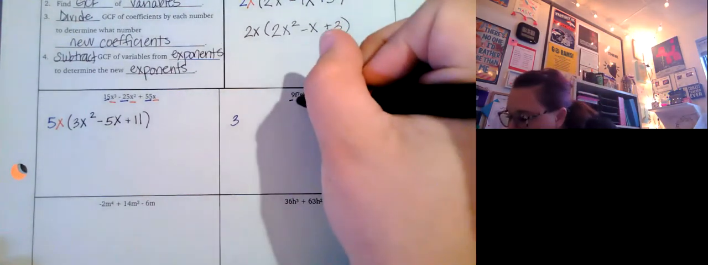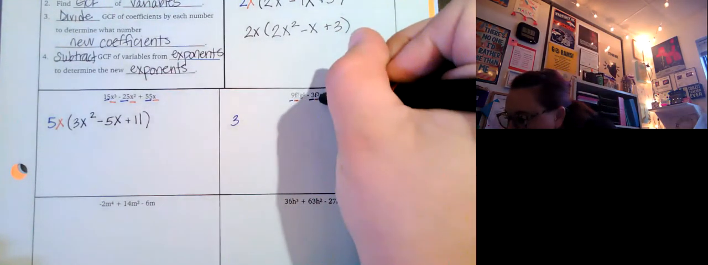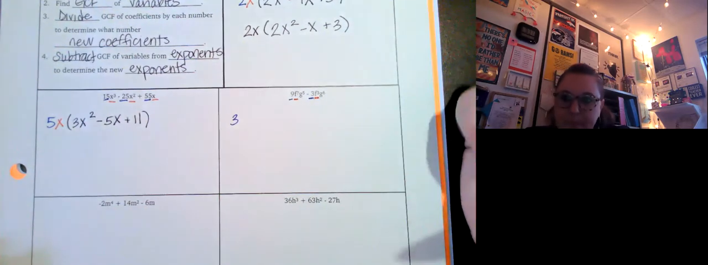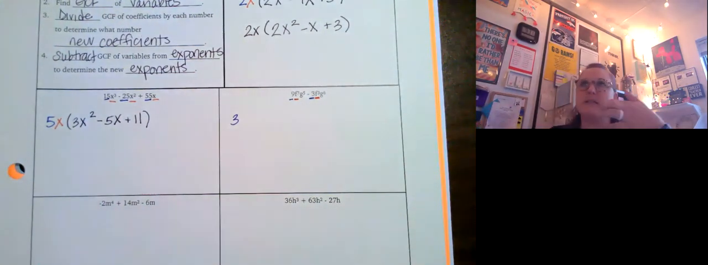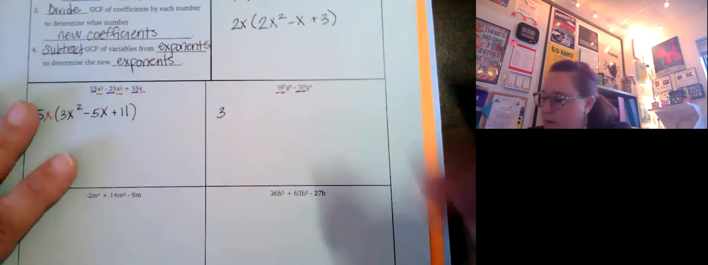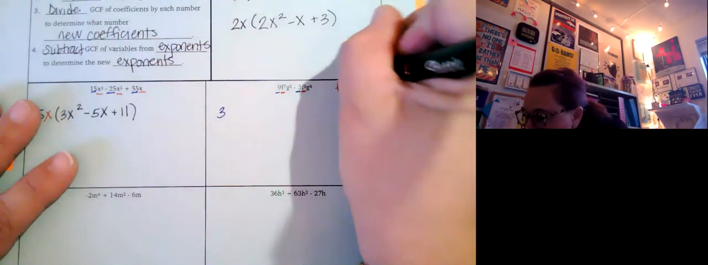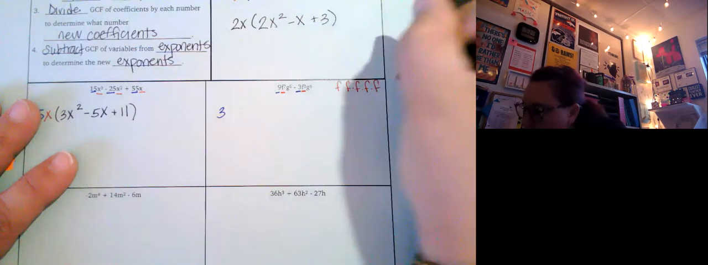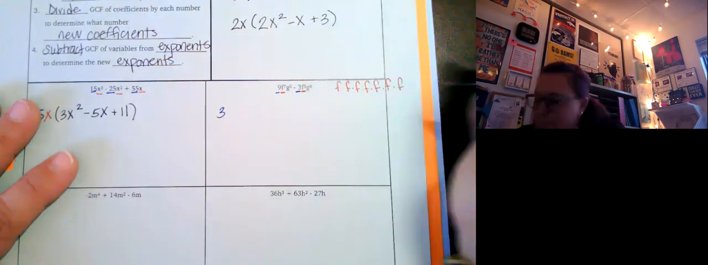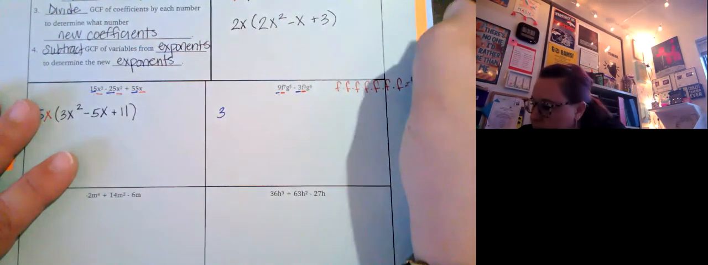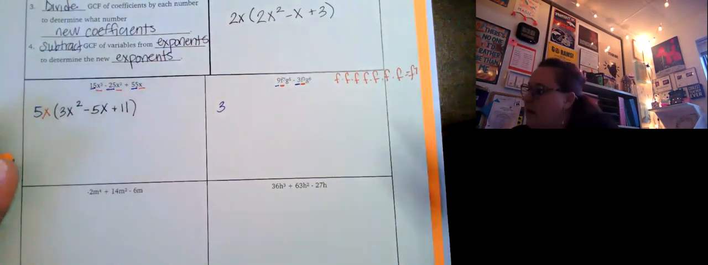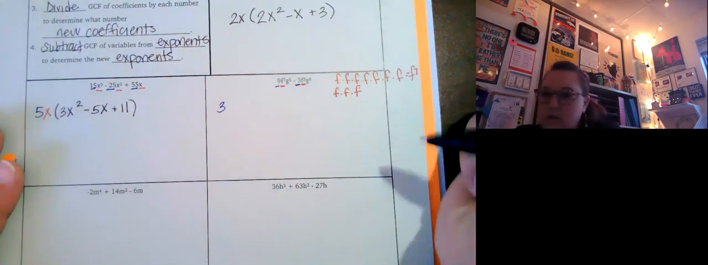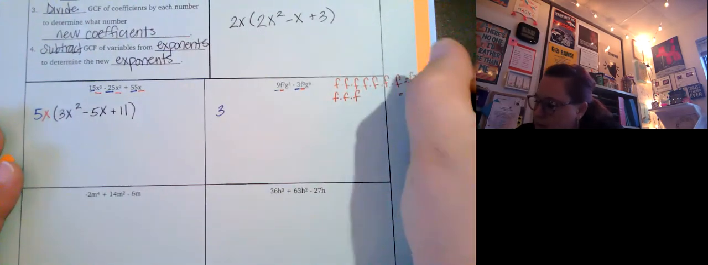Then we have f to the 7th and f to the 3rd. Now, if you think about what that means in the expanded multiplication form, f to the 7th means f times f times f times f times f times f times f, right? That's f to the 7th. Now, f to the 3rd is f times f times f. That's f to the 3rd, right?